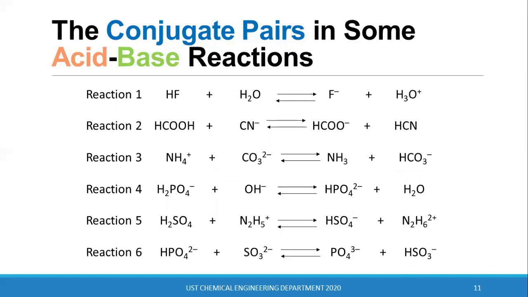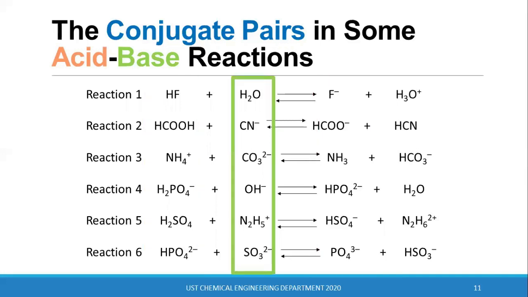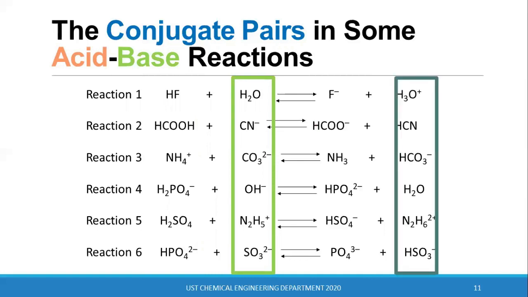Reactions 1 to 6 show different acid-base reactions and their corresponding conjugate pairs. The first column shows all the acids from the reaction. The corresponding conjugate bases are shown in the third column. The highlighted columns are conjugate pairs. Next, we have the bases in the second column, while their corresponding conjugate acids are shown in the last column. Again, they are also called conjugate pairs.